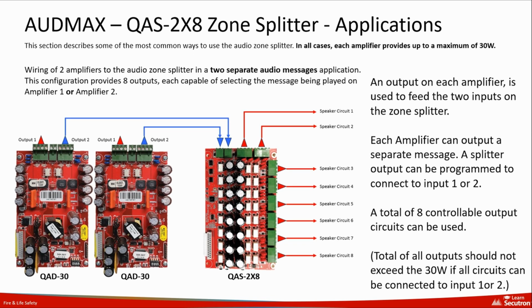The splitter can also be used in a dual audio message configuration where two amplifiers provide separate audio sources. Each output from the splitter can be programmed to select either input 1 or input 2, enabling different messages to be played in separate zones simultaneously. This application provides 8 controllable output circuits, offering flexibility for dynamic and diverse messaging needs.